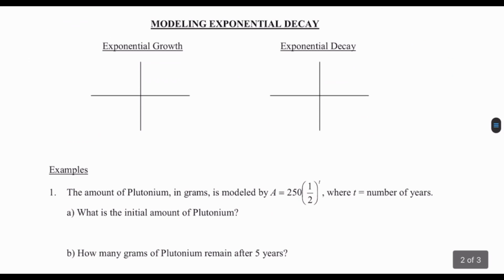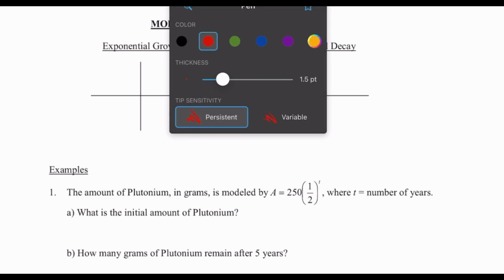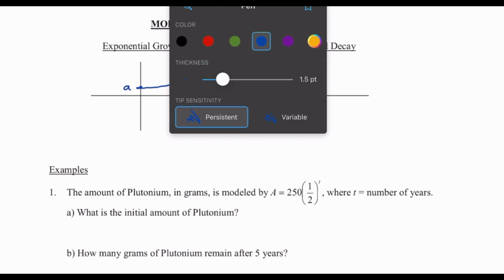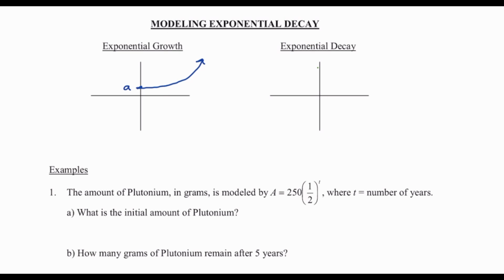Next up, let's take a look at some questions that specifically focus on exponential decay. As a quick reminder, what is our graph of exponential growth going to look like? Well, it's going to curve up, starting at our a value. So this is my a value that represents our y-intercept. And exponential decay starts high and goes low. So once again, I start at my a value, and I'm going to curve down.